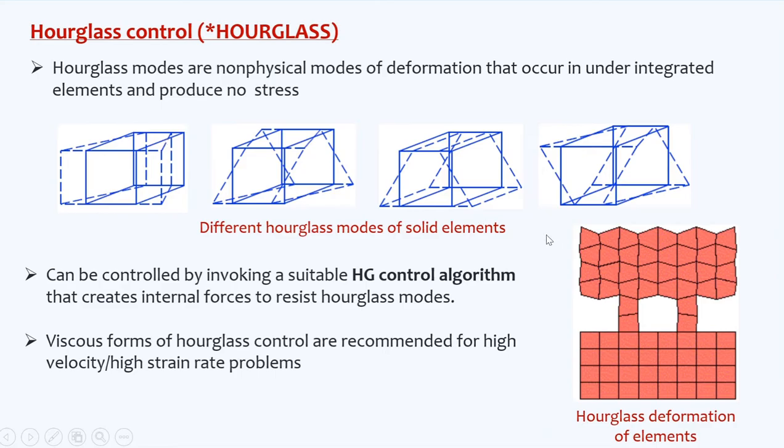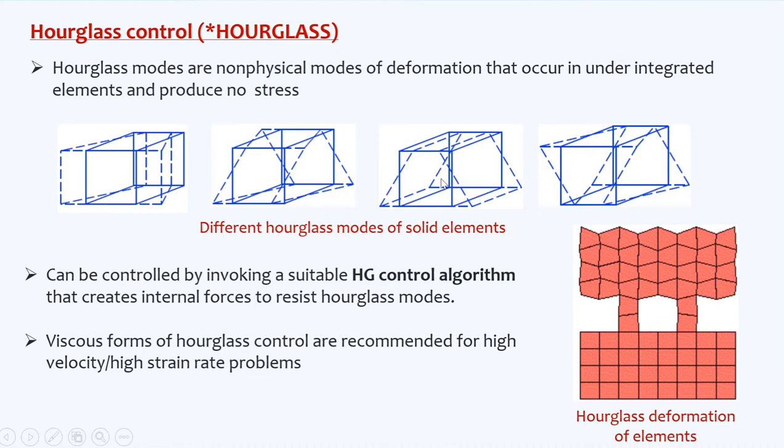When the elements deform in such a way, the response will be something like this, like an hourglass shape. But in the actual case, the column will not deform like this; it is not an accurate deformation pattern. This is related to a numerical issue. It's not a real deformation or anything. It's a numerical issue.